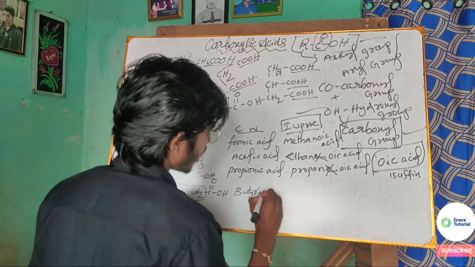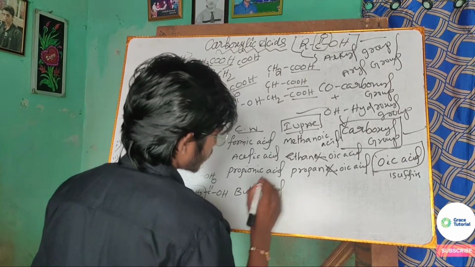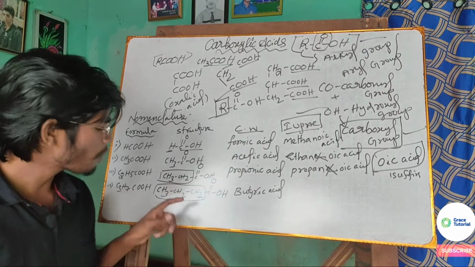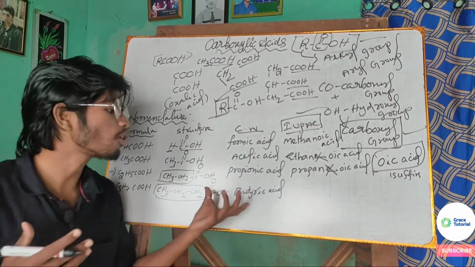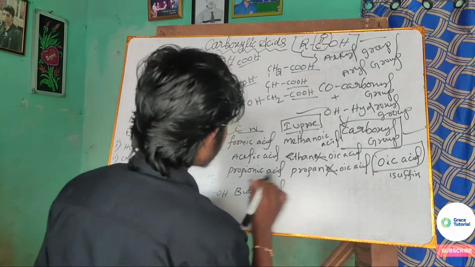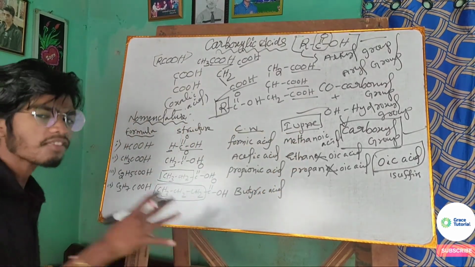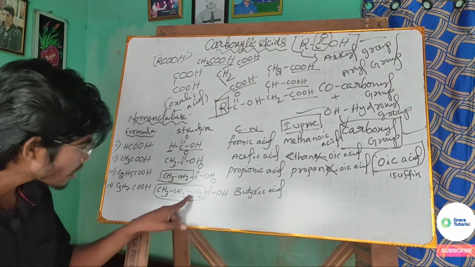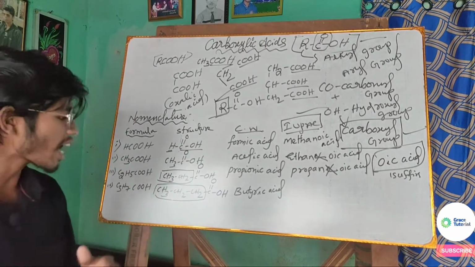And at last you should add IC acid. That means butyric acid. So what is the common name of this compound? The common name of this compound is butyric acid. So the IUPAC name should be given on the basis of the number of carbon atoms present. Now you tell me how many carbon atoms are there? 1, 2, 3, 4. So 4 carbon atoms are there.